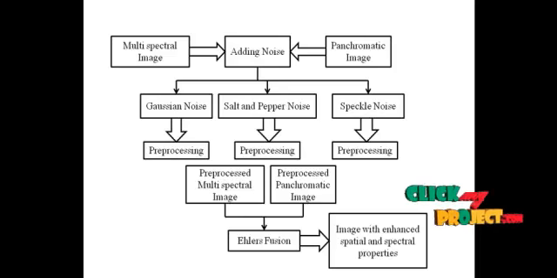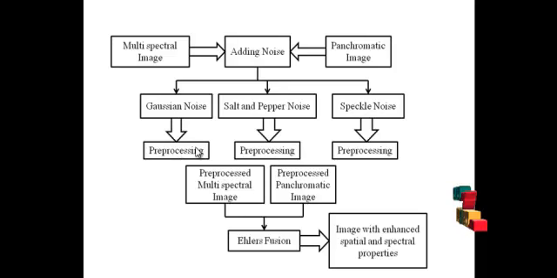Improved Additive-Wavelet image fusion. Initially the multispectral images and the panchromatic images were taken and the noises were added to the images. 3 types of noises such as Gaussian noise, salt and pepper noise and speckle noise were added to the image. The addition of noises will create some distortions in the image. These distortions are removed using the pre-processing techniques. So here we are using a median filter in order to remove the noises from the image.